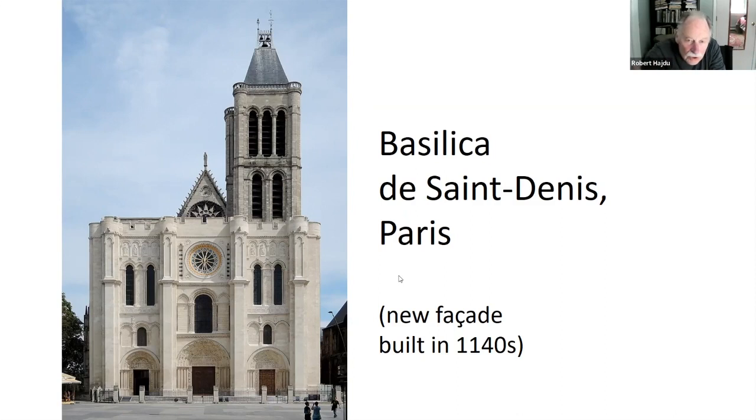So this is sort of the first Gothic structure that was built. Later on in the 13th century, it will be made into a large full-size cathedral, but that doesn't really concern us here because there was nothing new about it already at that time.